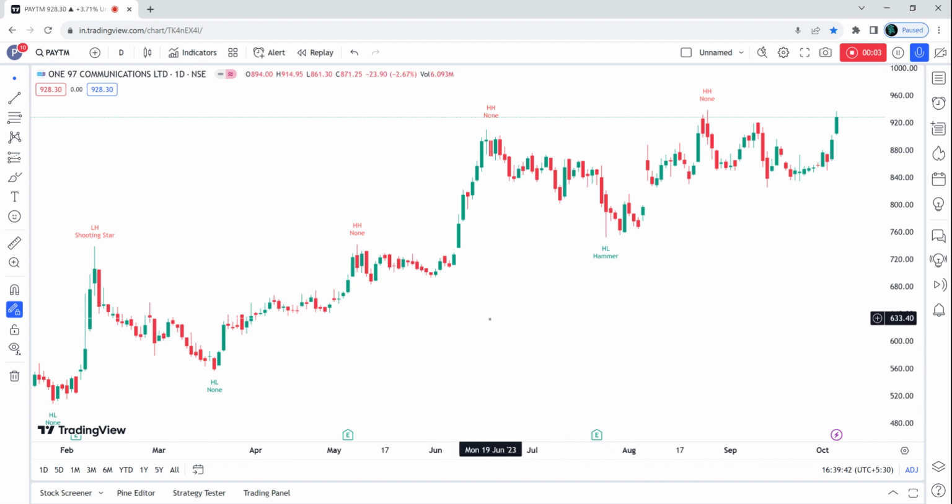Hi everybody. Today I'm going to talk about Paytm chart. This is a TradingView screen, and the Paytm chart, it seems, is generated by One 97 Communications Limited for this particular trading software. I'll basically make it educational for you people.